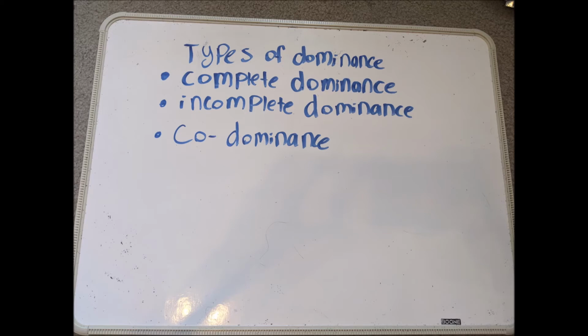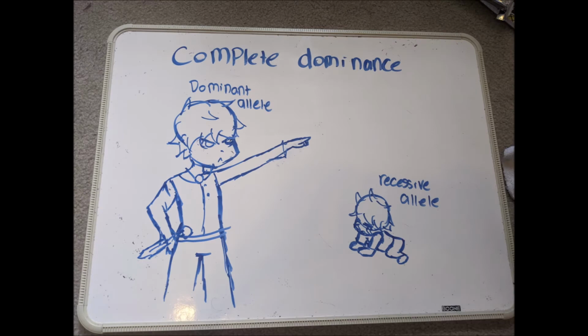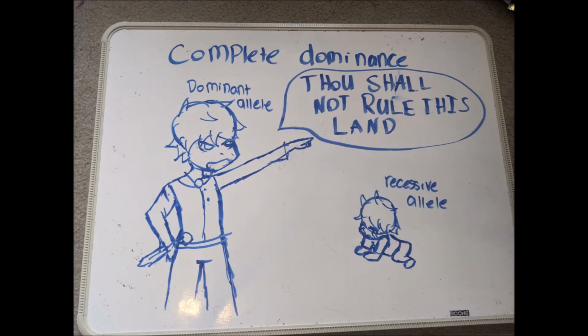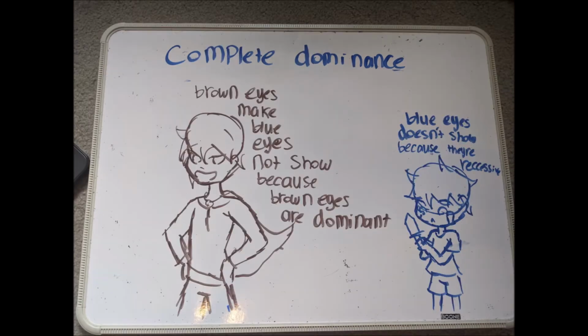So complete dominance is basically when one allele says, "Thou shalt not rule this land, I am dominant over you." Or in simpler terms, it completely blocks out the recessive trait from showing. So if you're talking about eye color, brown eyes is dominant over blue. So if someone is heterozygous and they have brown eyes and blue eye traits, then the blue eye trait will be silently sad that it's not being shown, crying in the corner, most likely.